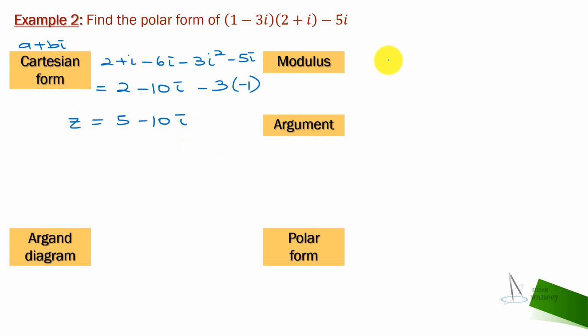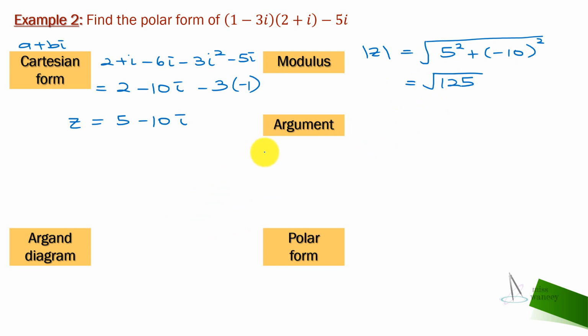Now we can calculate our modulus. The modulus of z is equal to the square root of 5 squared plus negative 10 squared. So this is 25 plus 100, which is the square root of 125. We haven't learned how to simplify the surd yet, so I'm going to leave it as this, but once we learn how, I'm going to simplify it.